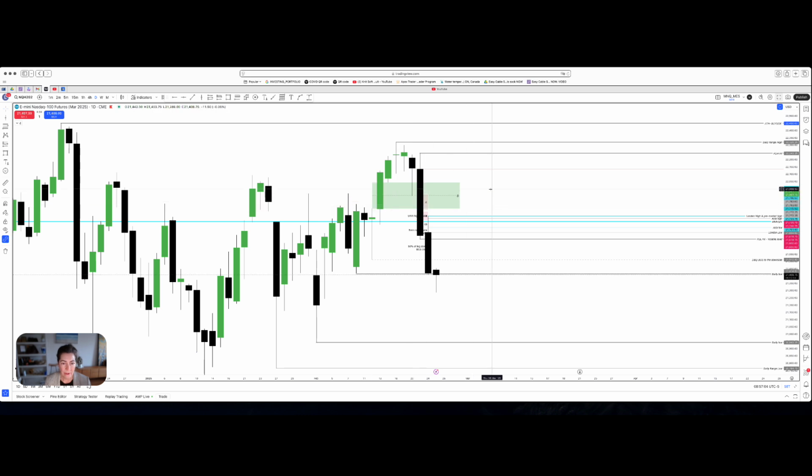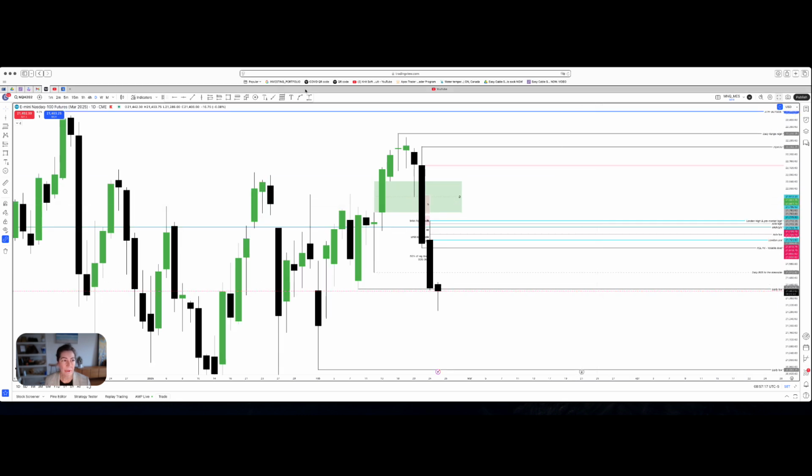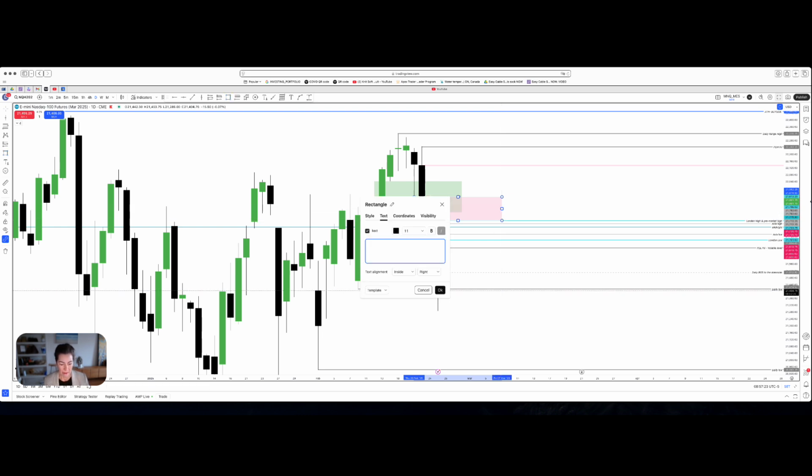Here I've put this imbalance in on this daily, so you can see we have a fair value gap. Here's the first candle, here's the second candle, and here's the third candle. And I'm also going to put this imbalance in, and D is for daily.